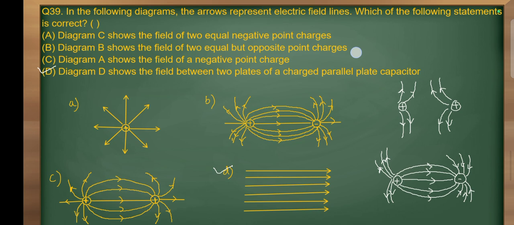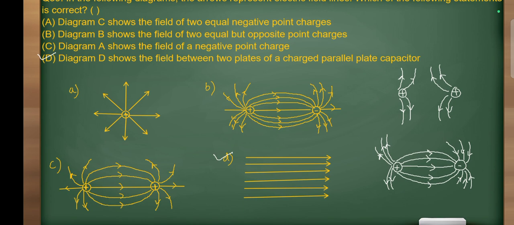Question number 39. In the following diagram, the arrows represent electric field lines. Which of the following statements is correct? Here, four diagrams are shown. Option A, diagram C shows the field of two equal negative point charges. Here, diagram C represents two positive charges, not opposite charges. So this option is incorrect.